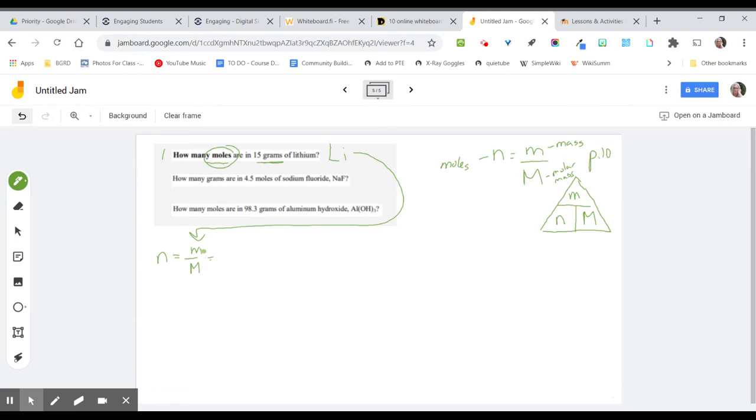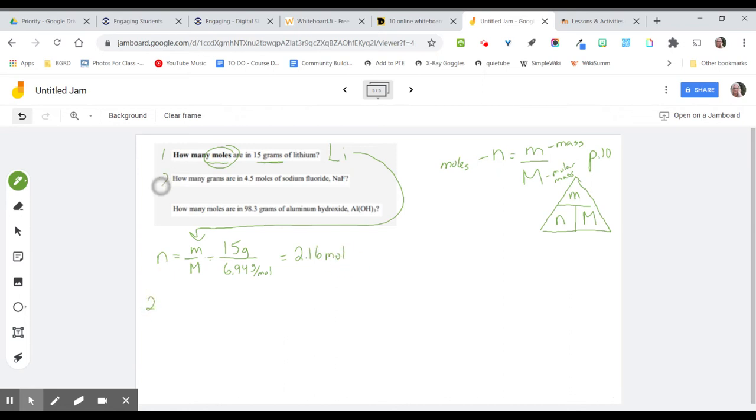Our mass is 15 grams of lithium, and our molar mass is taken from our periodic table. We just have to look up lithium, which is Li, and it's in the first column, and its mass is 6.94 grams per mole, right off of the periodic table, because there's just one lithium in lithium solid. So we're going to divide 15 by 6.94, and we get 2.16 moles. So that's our answer for the first question.